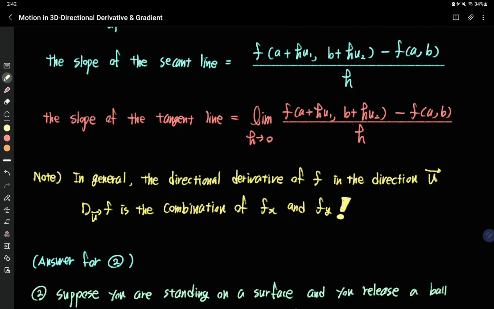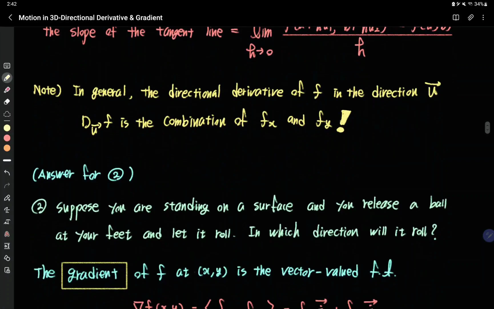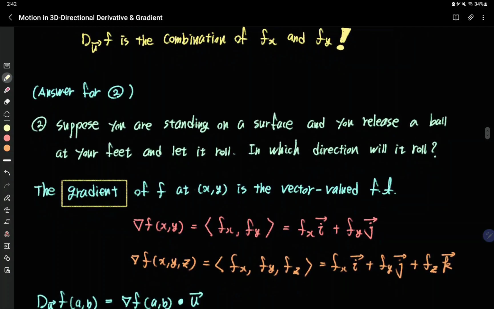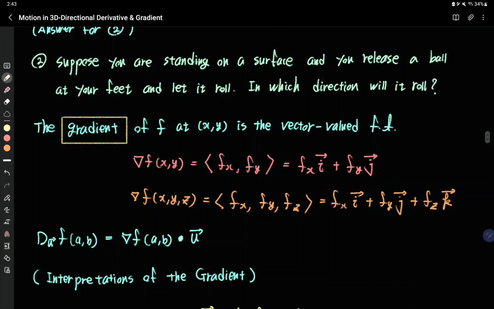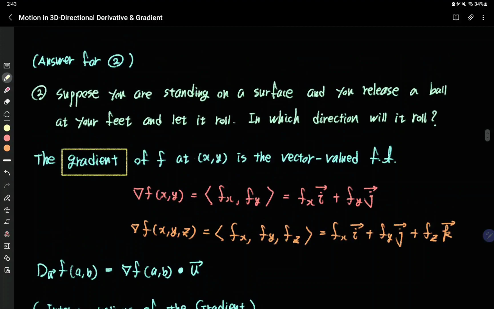The second question is this: suppose you are standing on a surface and you release a ball at your feet and let it roll. In which direction will it roll? To figure out the answer, we need to figure out the gradient. So let me introduce the gradient. The gradient of f at (x, y) is a vector-valued function.